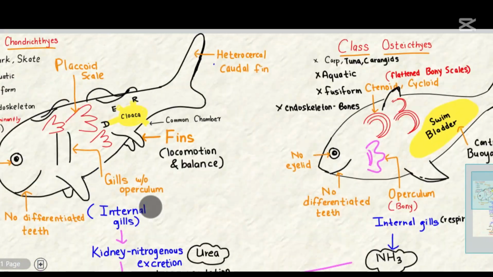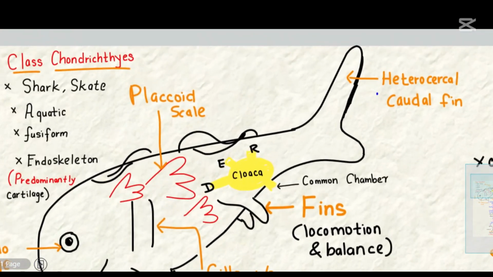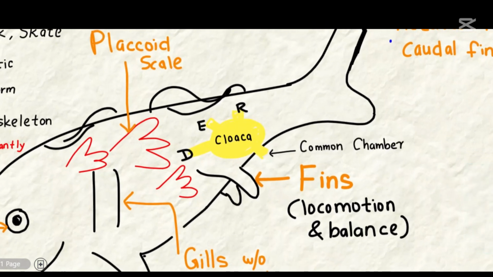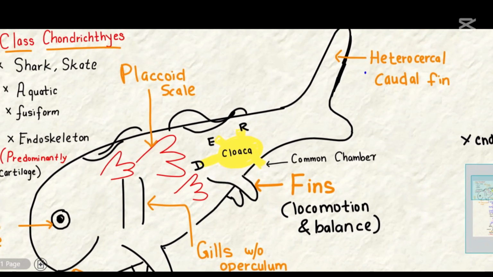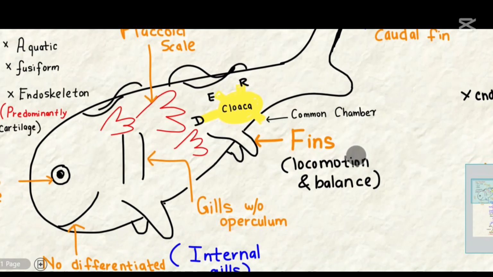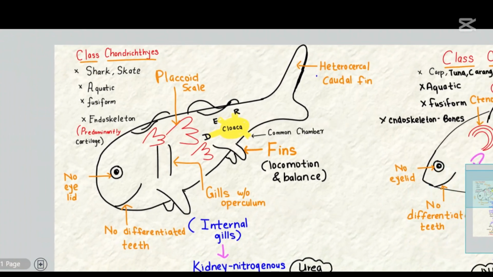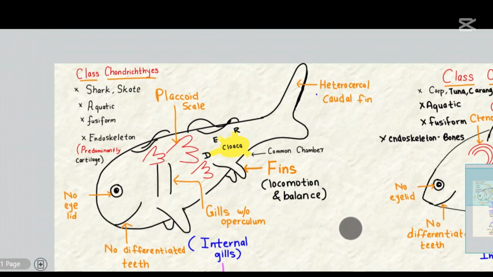Now let's speak about what a cloaca is. So as you can see this yellow chamber here. This cloaca is going to be a common chamber to which three tracts are going to empty their contents. So what are the three tracts? The three tracts are going to be DER, deer. So you can remember it as a mnemonic. Deer: digestive, excretory and reproductive tract. These three tracts are going to be emptied into the common chamber, and then this common chamber is going to open to the outside. Now that's all that you have for class Chondrichtyes. So let's brush through the points again.